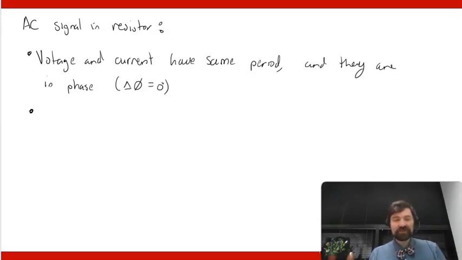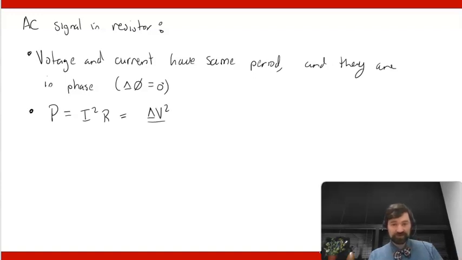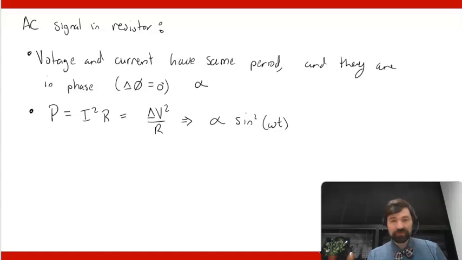Second point is that the power is still I squared R, but I might be variable. This also, for what it's worth, is delta V squared over R. Both of those have a sine squared term, proportional to sine squared of omega t. Both current and voltage are proportional to sine of omega t. So power has twice the frequency, half the period, as current.